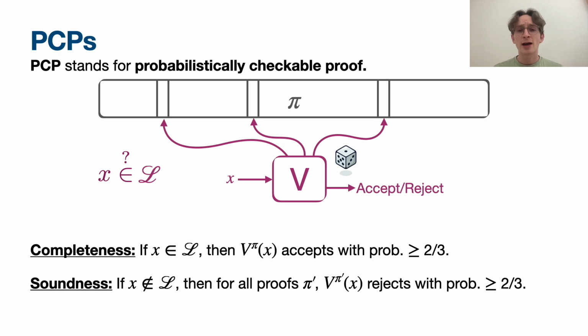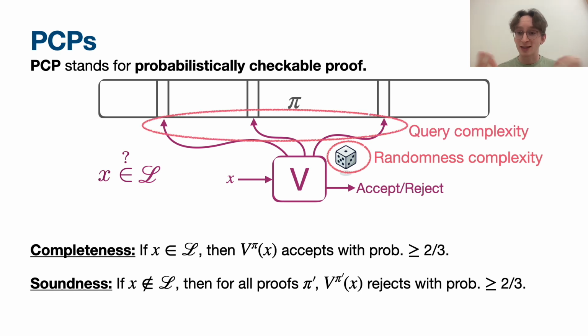Okay, so a couple of complexity measures that we care about in this setting are the randomness complexity of the verifier. That's just how many random coins the verifier needs to flip to perform its verification. You can think this is really a proxy for the proof length. This controls the proof length, which we want to be small. And we also want the query complexity to be small, which is basically how many queries the verifier needs to make to the proof in order to verify it.